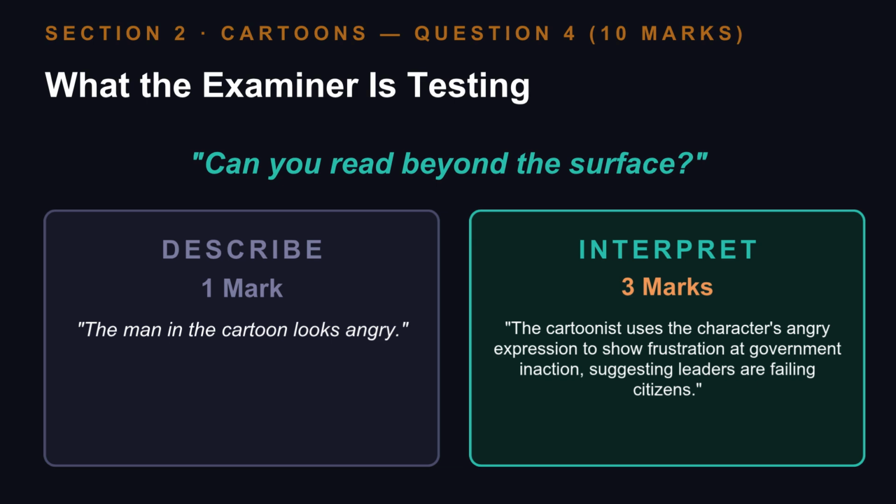Here's the key distinction that separates a 1-mark answer from a 3-mark answer. Describing is not interpreting. Saying, "The man in the cartoon looks angry," describes. Saying, "The cartoonist uses the character's angry expression to show frustration at government inaction," interprets. Interpretation earns marks.